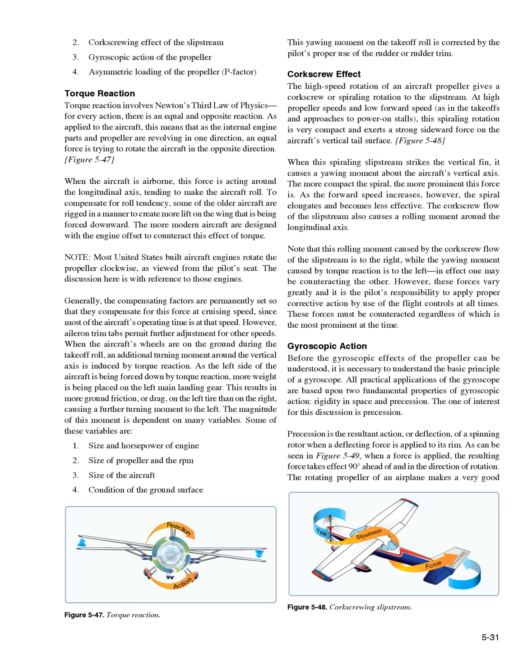The corkscrew flow of the slipstream also causes a rolling moment around the longitudinal axis. Note that this rolling moment caused by the corkscrew flow of the slipstream is to the right, while the yawing moment caused by torque reaction is to the left. In effect, one may be counteracting the other.